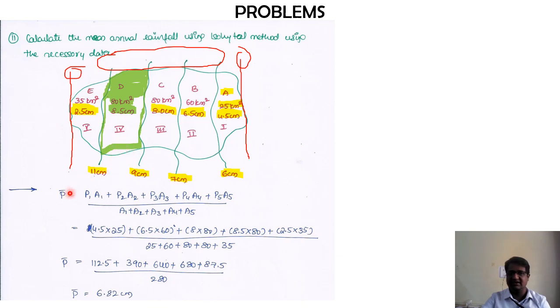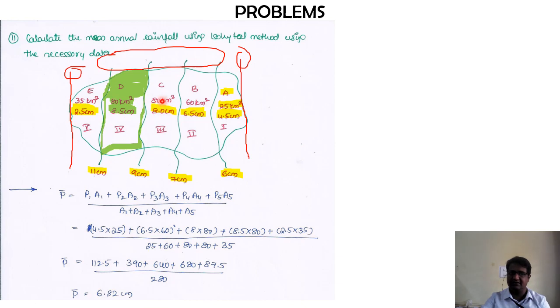Now if I need to determine the average precipitation over here, it is as simple as that: P1 into A1 plus P2 into A2 plus P3 into A3, and so on up till P5 into A5, divided by the total area. If you check out the previous problem, for the same P bar, we used what? P1 plus P2 by 2 into A1, P2 plus P3 divided by 2 into A2. But here that particular formula has changed. Why? Because of the way in which they have given you the data. I hope you got that.